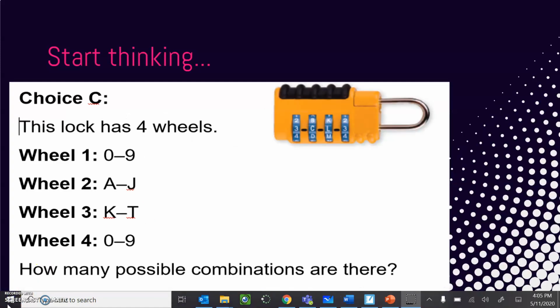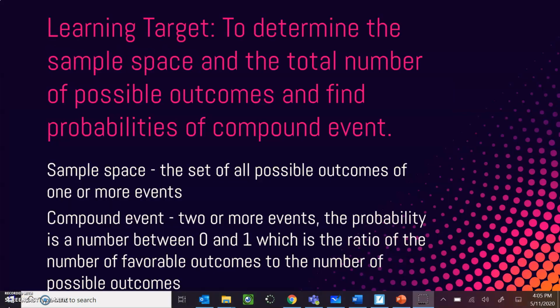For choice C, the lock has 4 wheels. Each one of them has different possibilities as indicated in the little chart. So then the question is how many possible combinations are there? Again, pause the video, do some calculations, and come back.